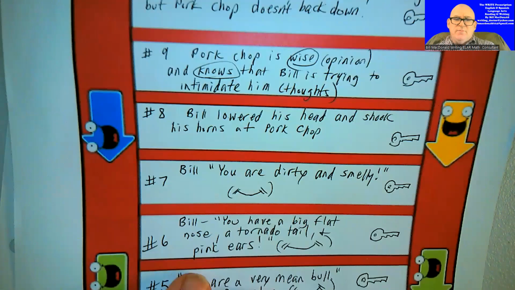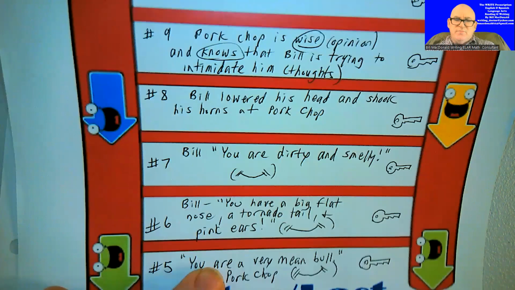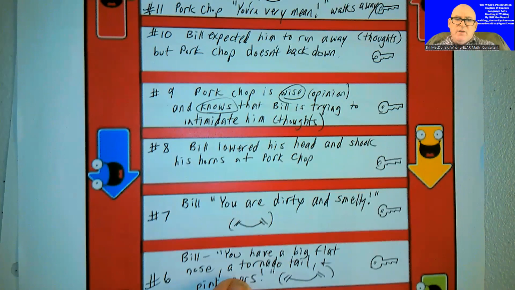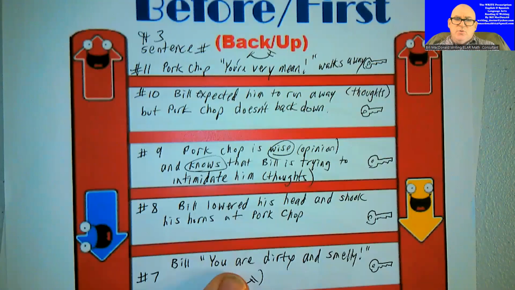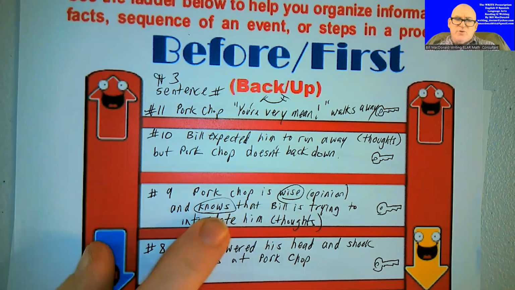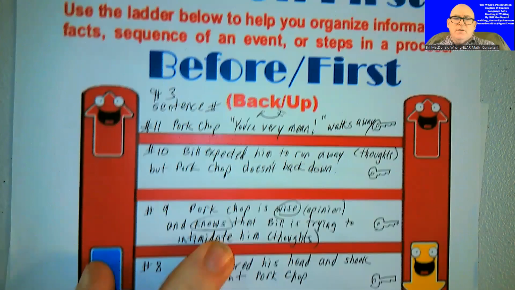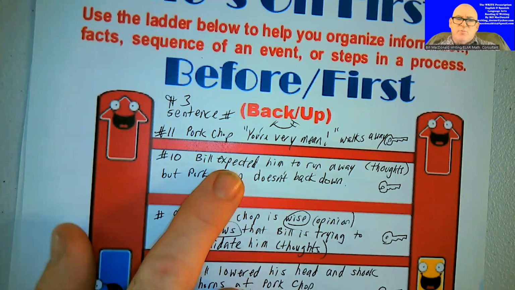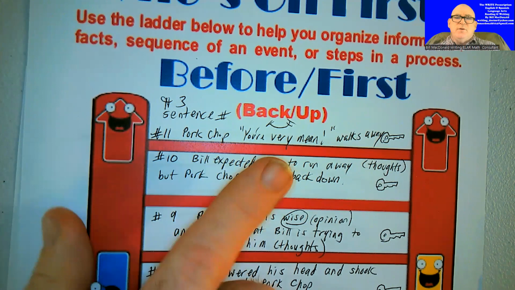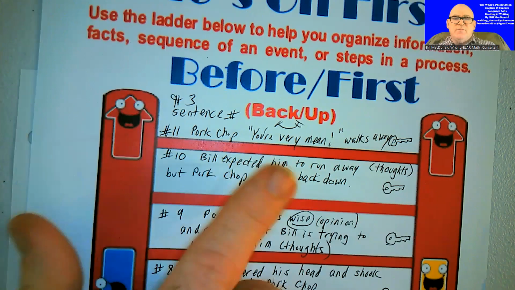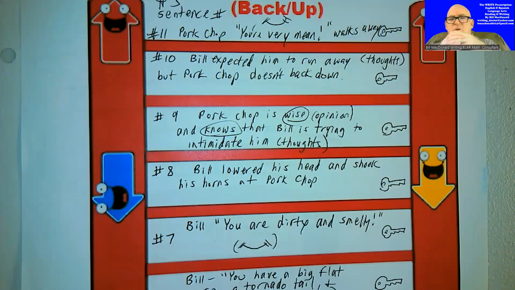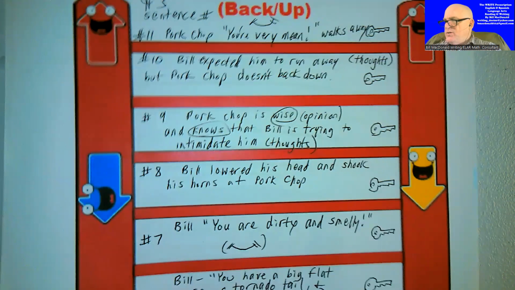Saying something mean, saying somebody is mean, sorry. Somebody being mean with their words, being mean again, doing something mean. Pork Chop is wise. He knows that Bill's trying to intimidate him. Bill expects him to run away, but he doesn't. And Pork Chop kind of just gives up and he walks away after he tells him that he's mean again. So that's the idea. And so what we would look at is which of the 4 choices.